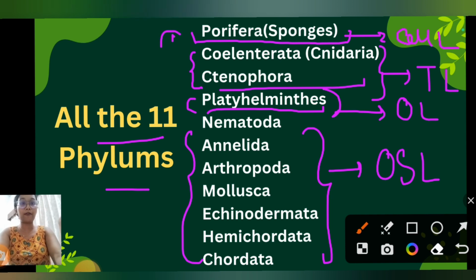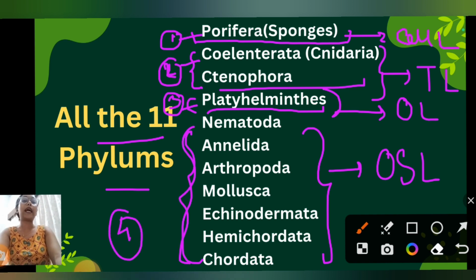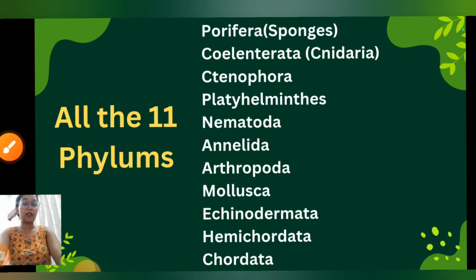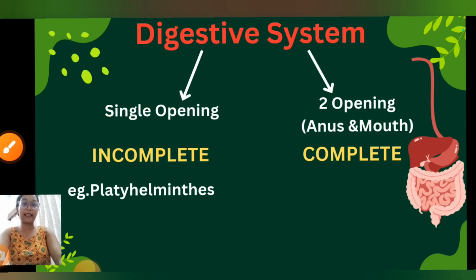One, the cellular level, in case of Porifera. Second, the tissue level, in case of Coelenterata and Ctenophora. And third, the organ level, we have seen in platyhelminths, and in the rest of the phyla we have seen the fourth one, that is organ system. So for all the 11 phyla you have to know the names properly. So let us move on to the next slide.